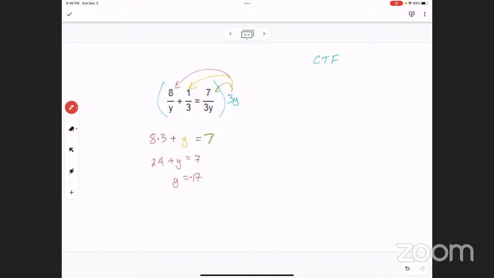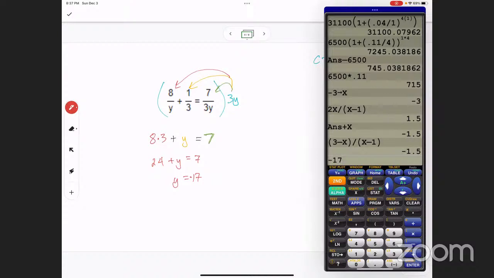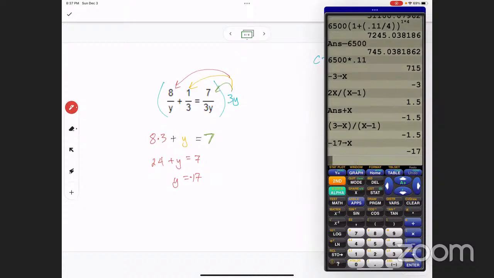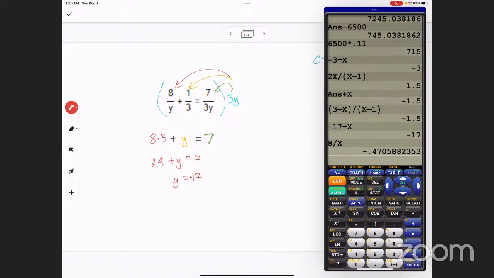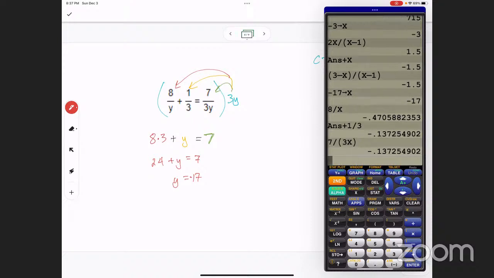Correct? So 24 minus 17 equals 7. That is correct. So if you plug it in, again, I'll just show you this cool little trick. Negative 17, store it for x, hit enter, and then type in 8 divided by x plus 1/3, and then type in 7 divided by 3x, use parentheses just to be safe. Should get the same answer, and you do. Got it? Yeah.